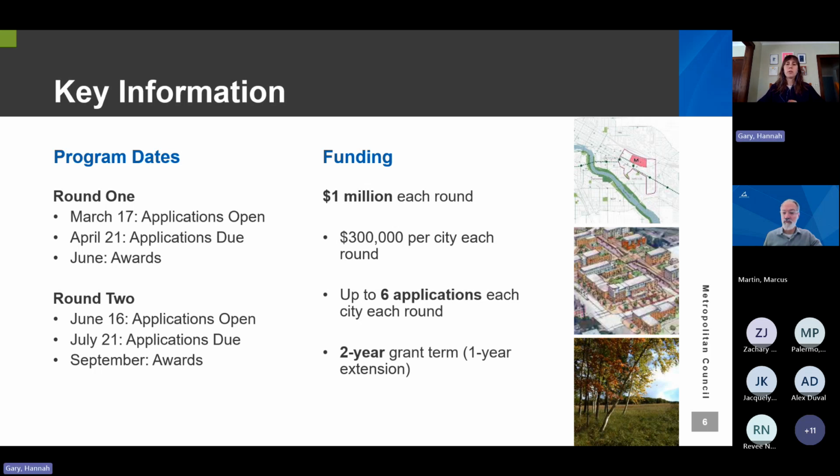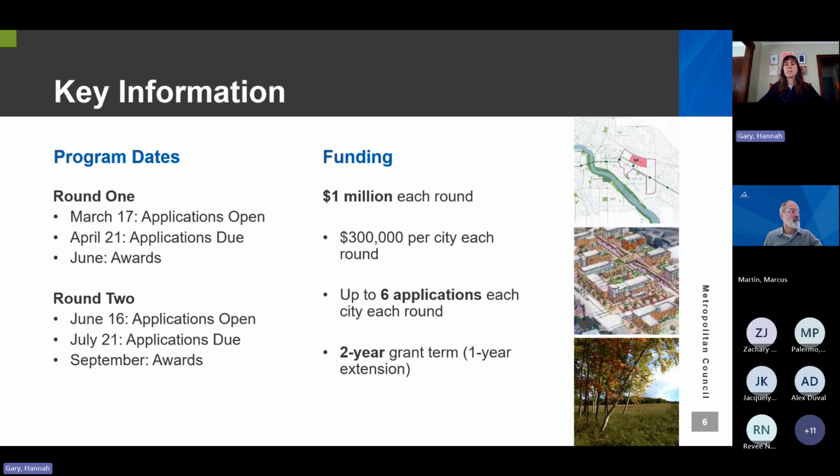This year, we have a total of $2 million available for both of the rounds of pre-development. So there's $1 million available in each round. And we have an award limit of up to $300,000 that can be awarded to each city in each round. Cities can submit up to 6 applications in each round.